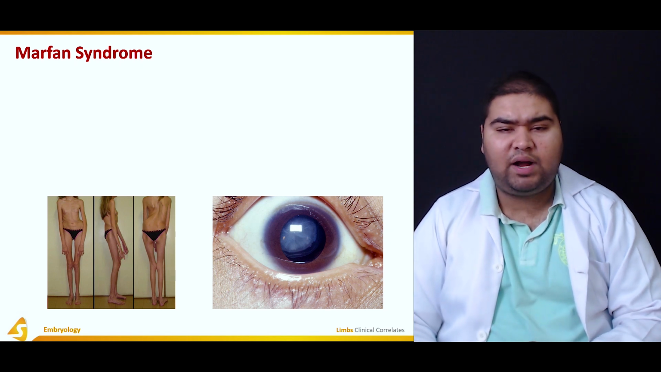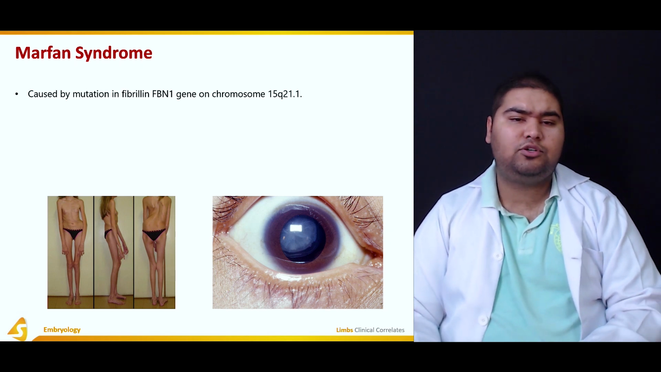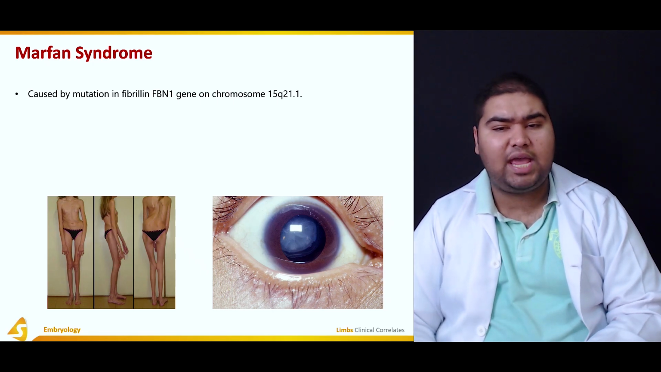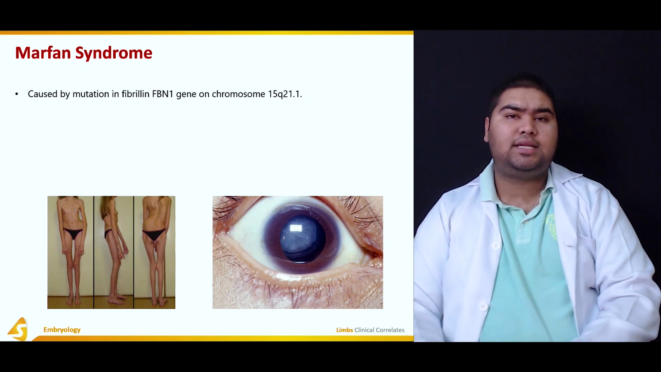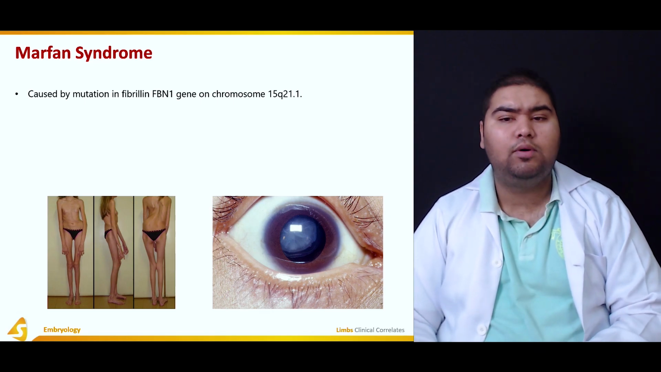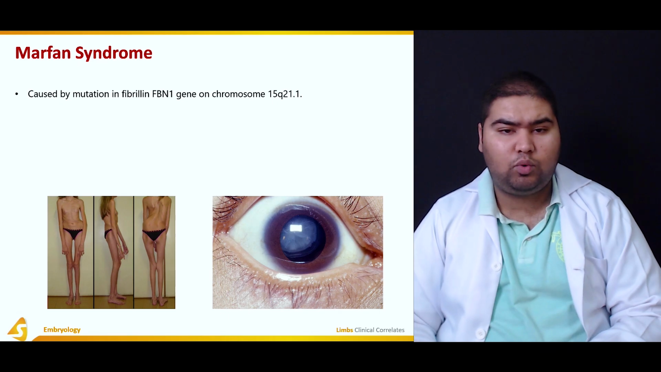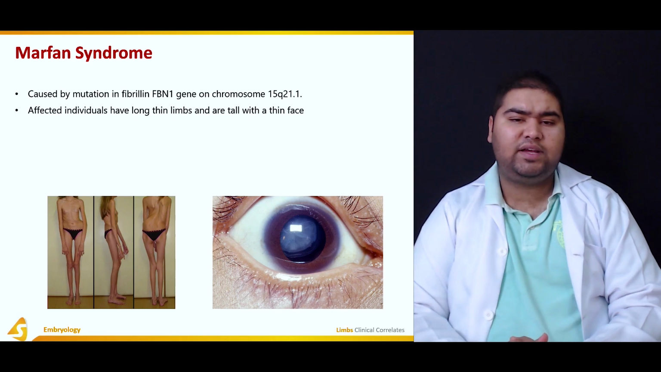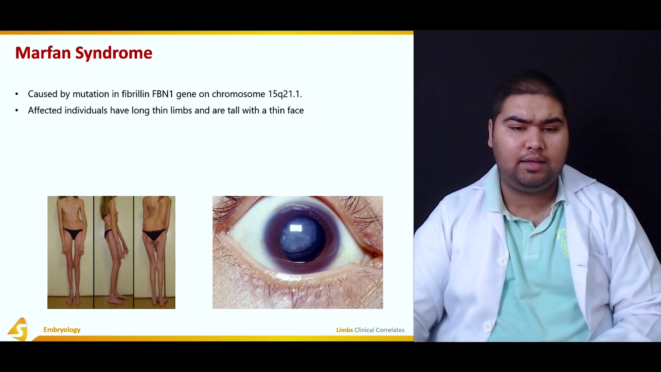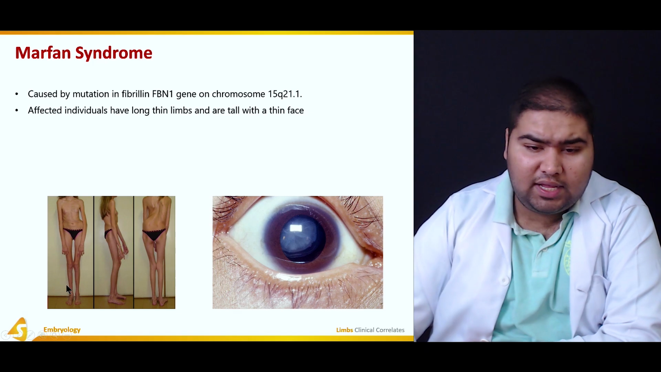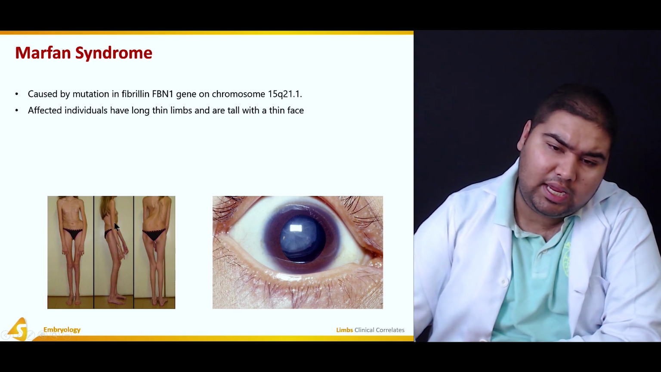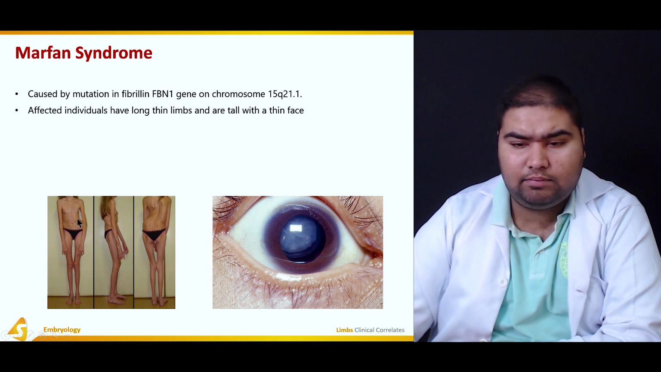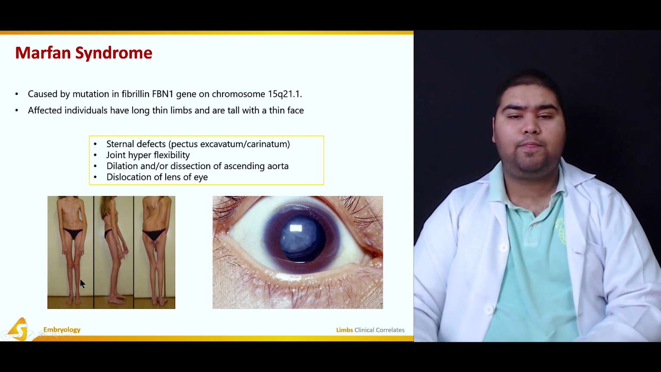Then we have Marfan syndrome. It is caused by a mutation in the fibrillin gene, FBN1, which is located on chromosome 15q21.1. The affected individuals have long, thin limbs. Here you can see in the figure they have very long, thin limbs and are tall with a thin face. They are thin and they are tall.